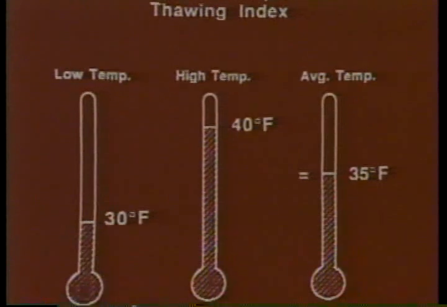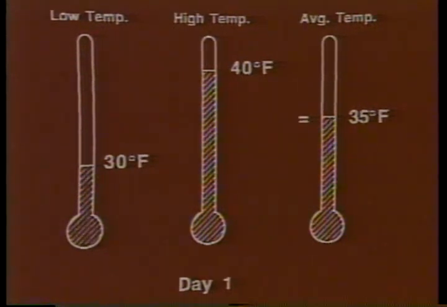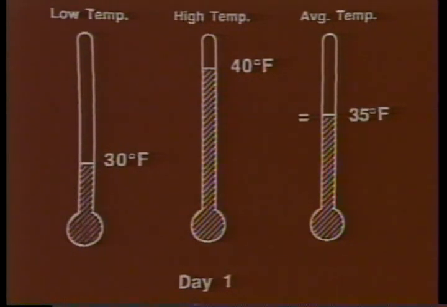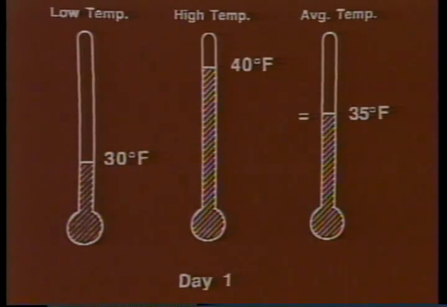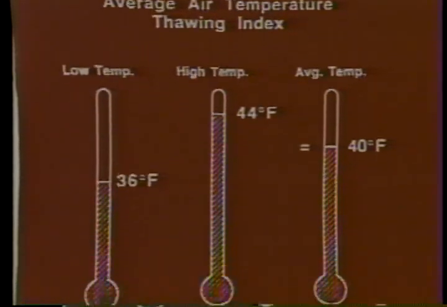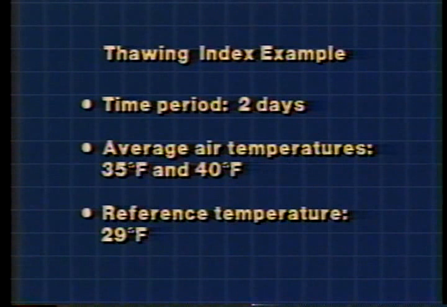Similar to the freezing index, the average air temperature is calculated as the average of the low and high daily temperatures. Our example for day 1 is a low of 30 and a high of 40 degrees. This results in an average daily temperature of 35 degrees Fahrenheit. For the second day of the thawing period example, the average temperature is 40 degrees Fahrenheit. In our example, the time period is 2 days.